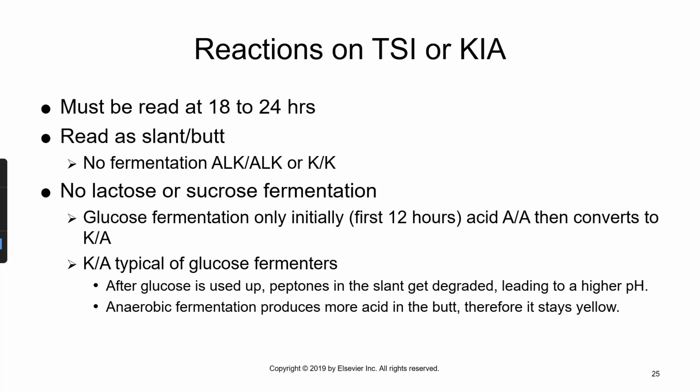If there's no fermentation, it would be alkaline over alkaline, or K over K. No lactose or sucrose fermentation, glucose fermentation only: initially, in the first 12 hours, acid over acid, A over A, then converts to K over A. K over A is typical of glucose fermenters. After glucose is used up, the peptones in the slant get degraded, leading to a higher pH. Anaerobic fermentation produces more acid in the butt, therefore it stays yellow.